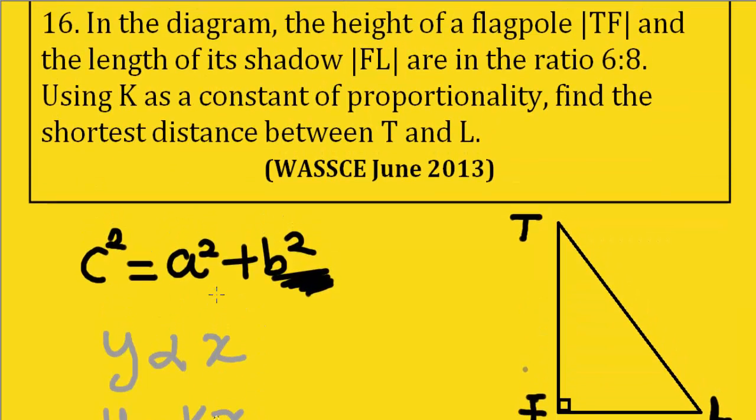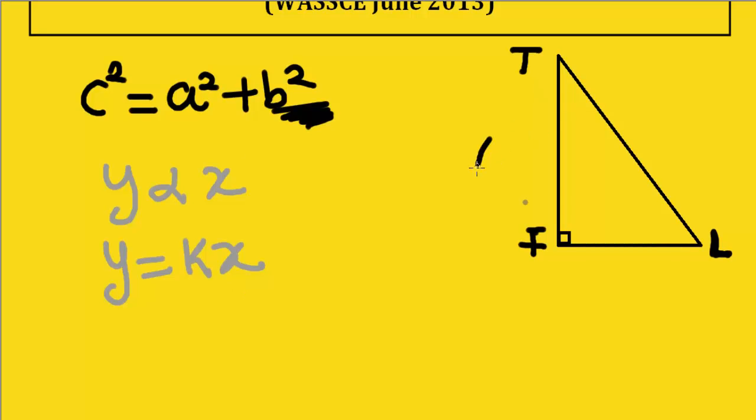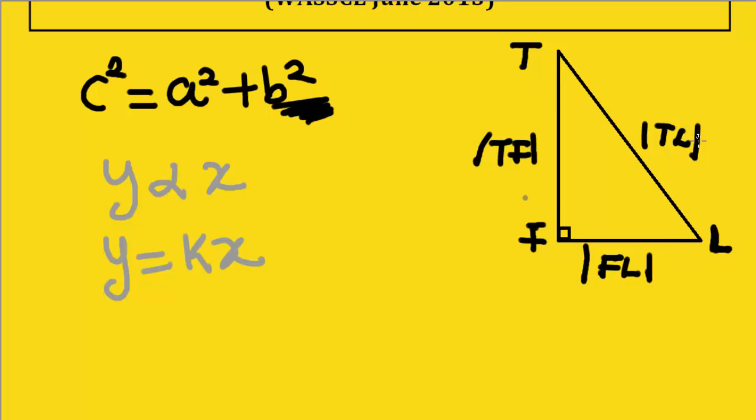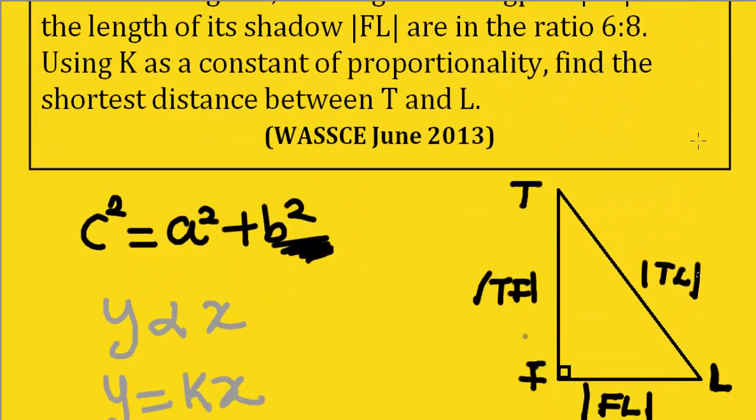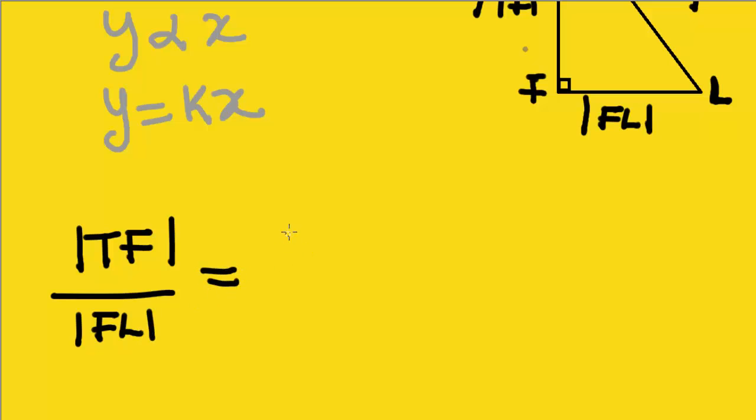But here we have two sides, and we've been given the ratio of the sides. So I think we just start with that. The length of this side is represented with the notation TF. The length of this side is represented with the notation FL. The length of the hypotenuse is represented with the notation TL. The given information tells us that the ratio of the height to the shadow length is 6 to 8. Therefore, TF over FL is 6 over 8.